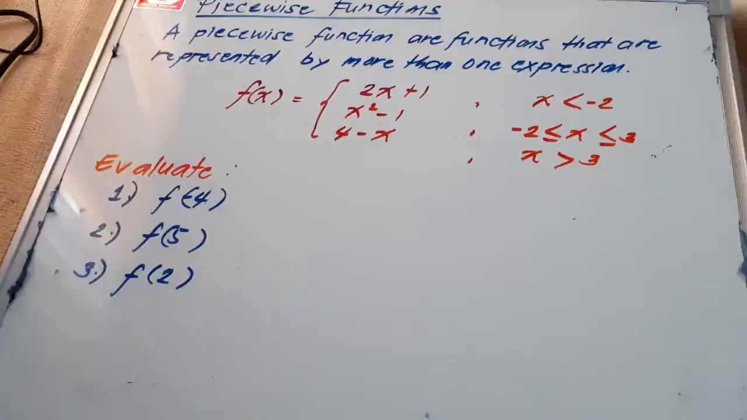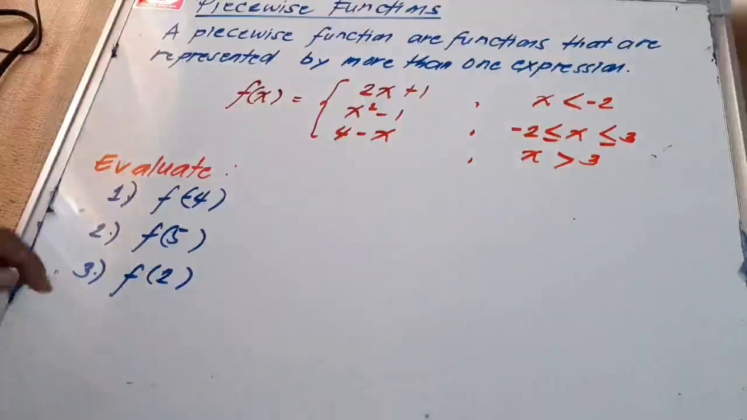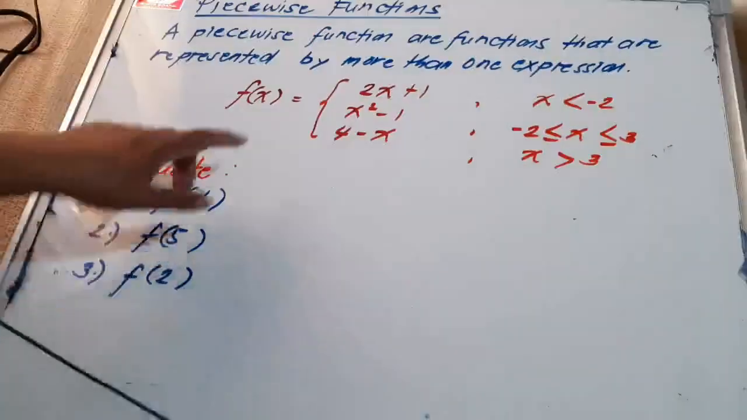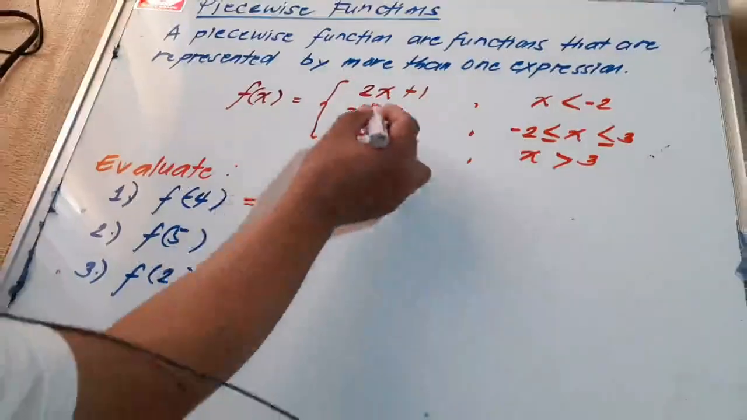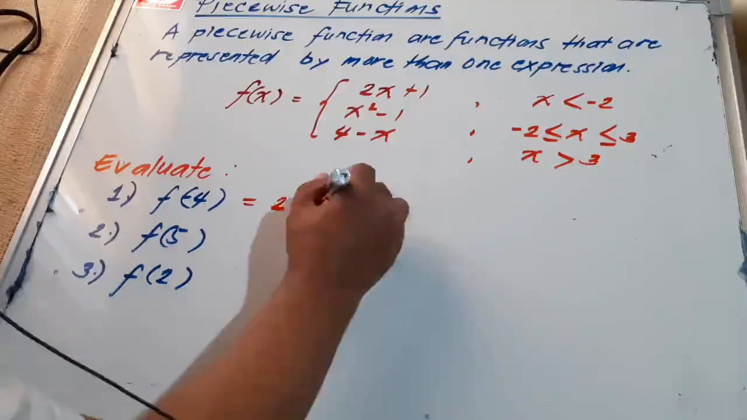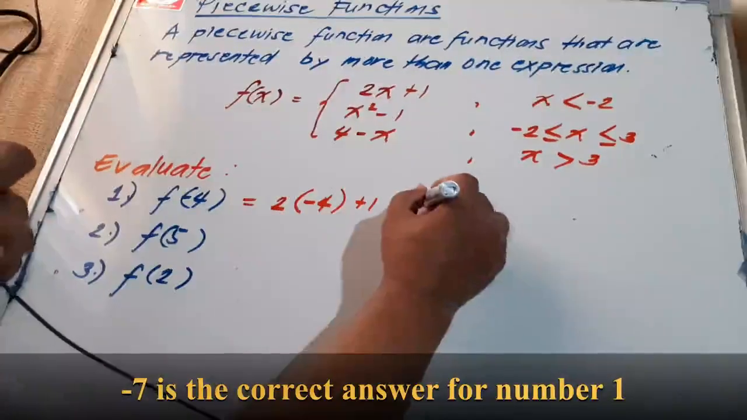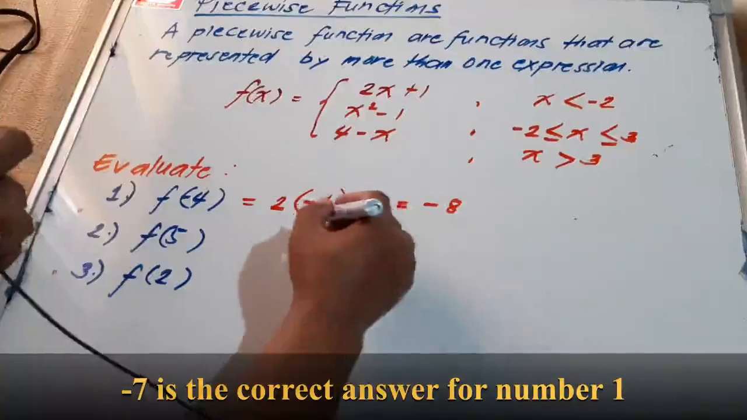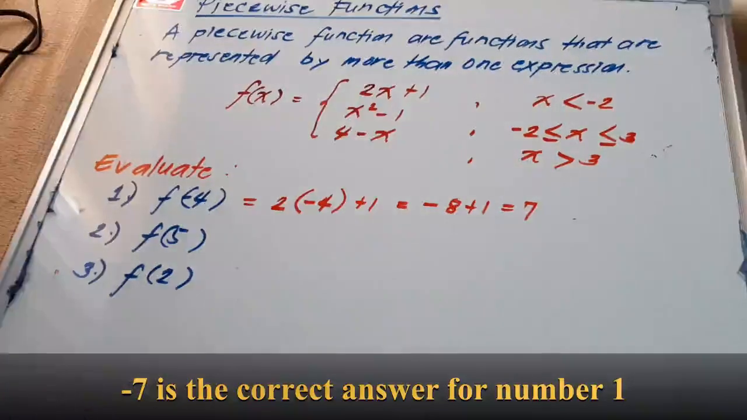So, therefore, to evaluate f of negative 4, we're going to substitute this to the first equation of the function. Okay? So we have, that is 2x plus 1, so 2 times negative 4 plus 1. 2 times negative 4 is negative 8 plus 1, so our answer here is negative 7.